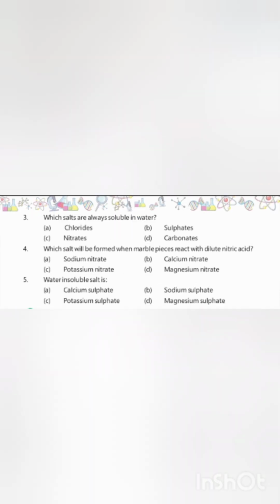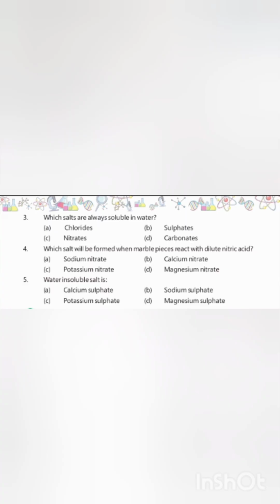Third is, which salts are always soluble in water? Answer is nitrates. According to solubility rules, all nitrate salts are completely soluble in water without exceptions. Chlorides, sulfates, and carbonates all have some insoluble exceptions.